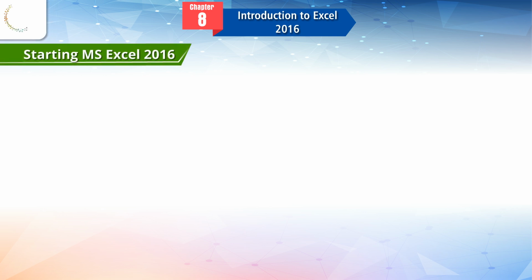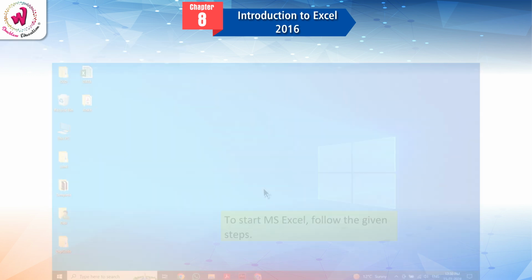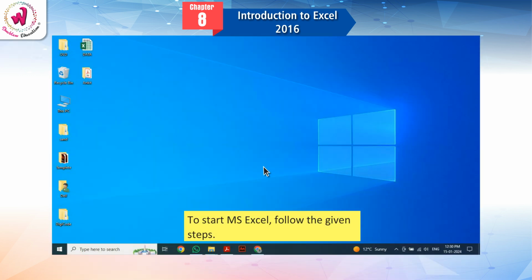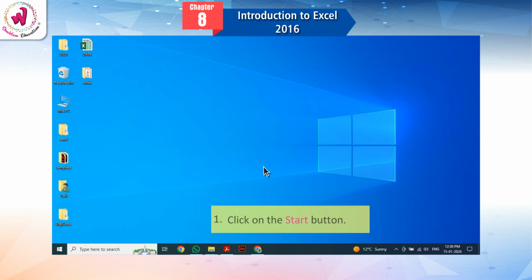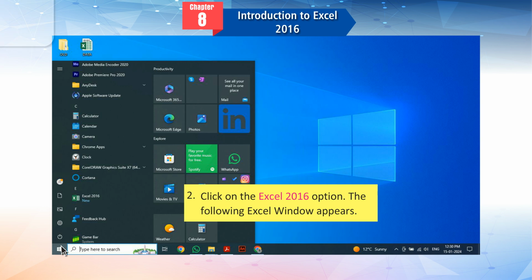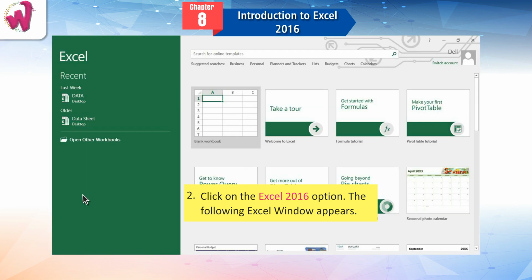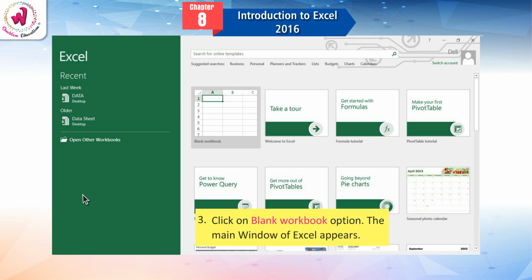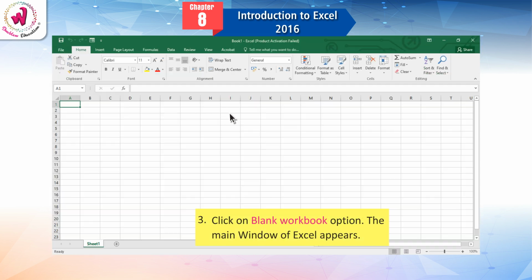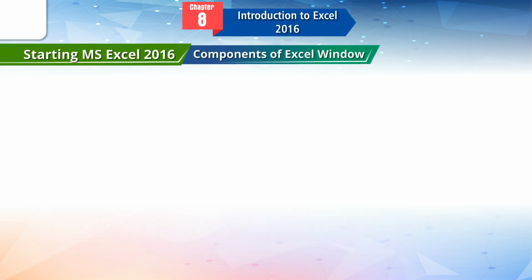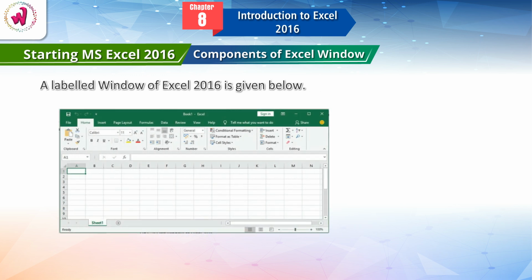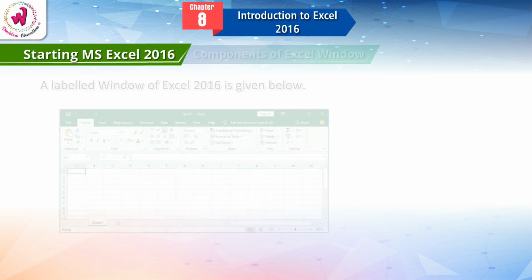Starting MS Excel 2016. To start MS Excel, follow the given steps. 1. Click on the Start button. 2. Click on the Excel 2016 option. The following Excel window appears. 3. Click on Blank Workbook option. The main window of Excel appears. Components of Excel window. A labeled window of Excel 2016 is given below.